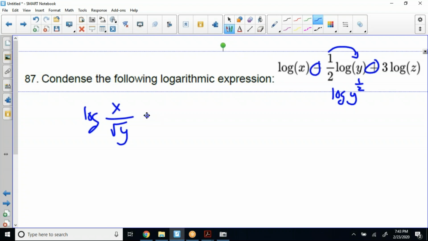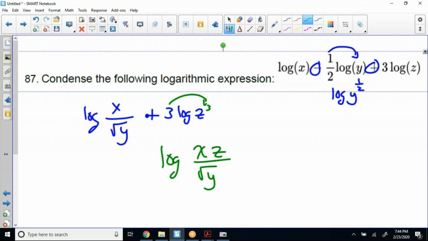Now that's still plus 3 log of z, right? So this becomes the power, and it's multiplied. So this all simplifies down to xz all over the square root of y. I guess you could have moved this one out to the end if you wanted to, saying log of x plus 3 log of z minus 1/2 log of y. The commutative property of addition will allow you to do that as well.